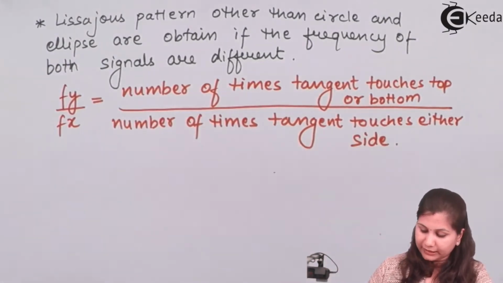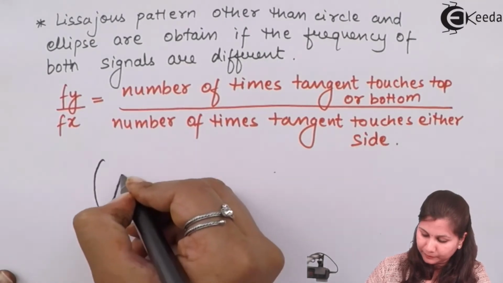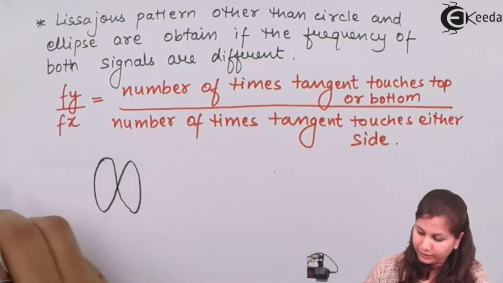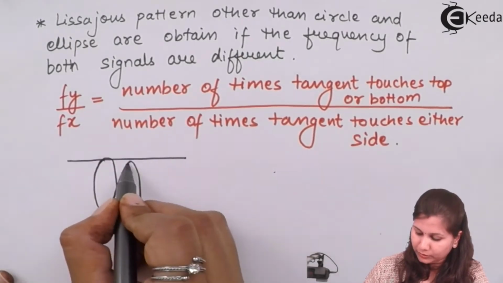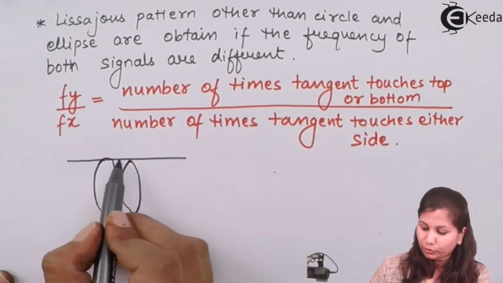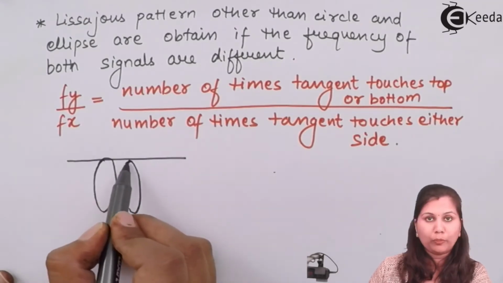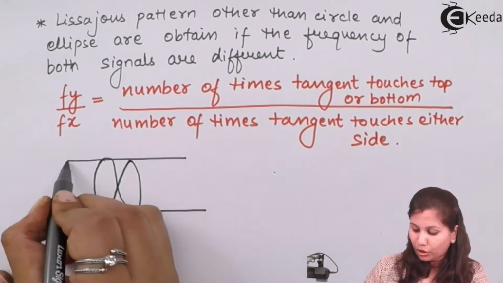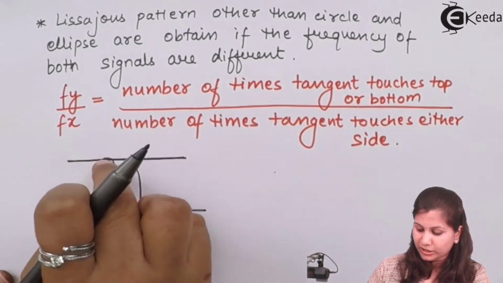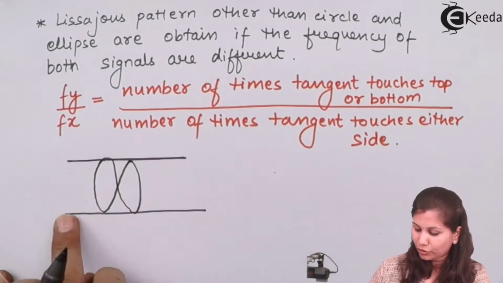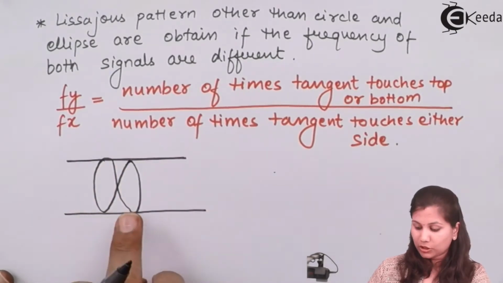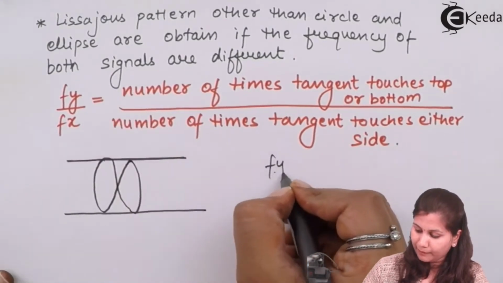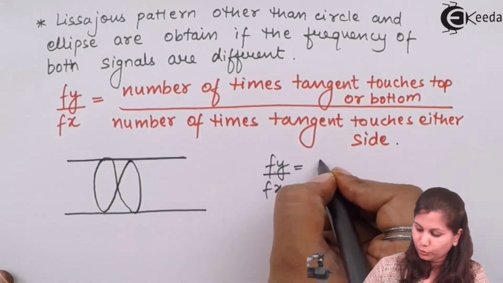So here we were getting the 8 pattern. If we draw a tangent here, this tangent is going to touch the pattern at 2 points, touching top or bottom. If we draw a tangent on the top side, it is touching the pattern at 2 points, and if we draw a tangent at the bottom side, it is touching the pattern at 2 points. So here we will write Fy upon Fx equals 2.